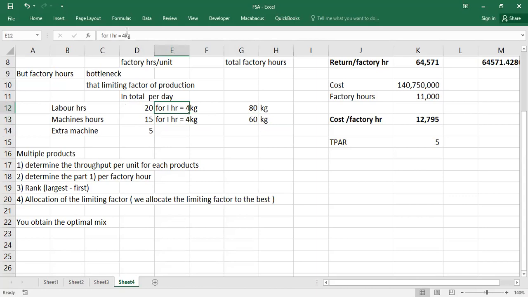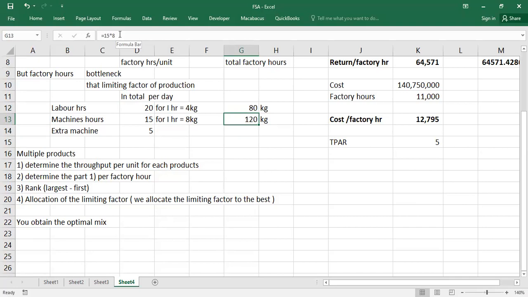I can change this just to see how it goes. In case one machine hour gives us more, maybe say 8. For a single machine hour, you actually produce 8 kgs. How will things turn out? For labor hours, the maximum will still remain at 80. But for this one, you can produce over 120 kgs. So now our limiting factor changes. It ceases to be machine, but rather labor hours. Depending on the output is how we base the limiting factor.